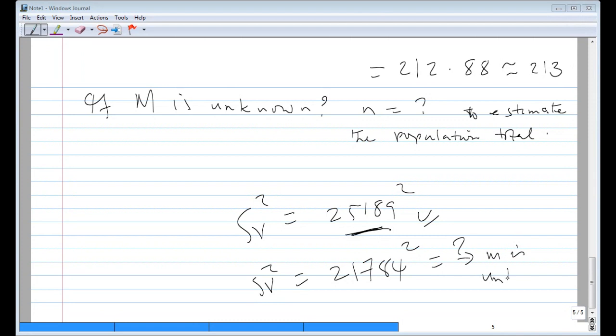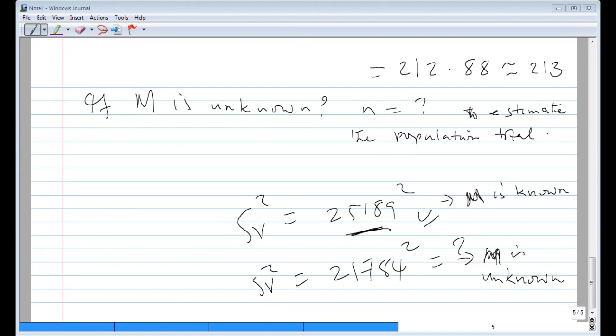Yes, let me just write this one. So this one is when M is known. Actually, it's a capital letter M. Okay, give you the chance. So yes, now you can. So why on the previous example 7.5 M is unknown, but we used 25189?